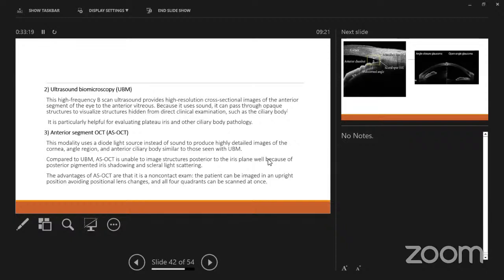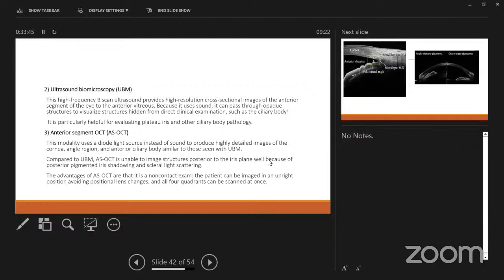In UBM, there is high frequency B scan ultrasound, which provides high resolution cross sectional images of the anterior segment of the eyes, anterior to the vitreous. And because it uses sound, it can pass through opaque structures and visualize the structures hidden from direct clinical examination, such as the ciliary body in particular. And it is particularly helpful for plateau iris syndrome and ciliary body pathology.